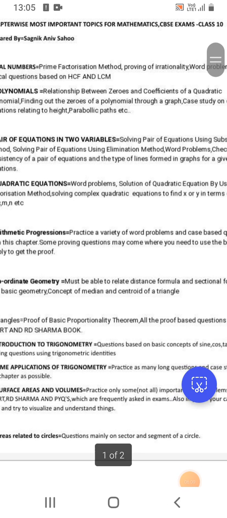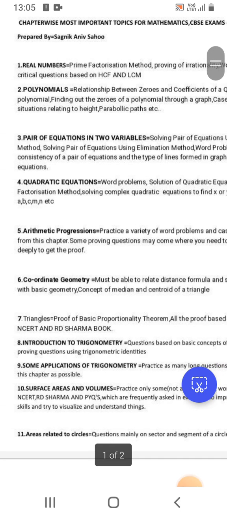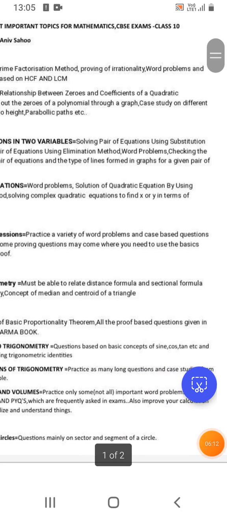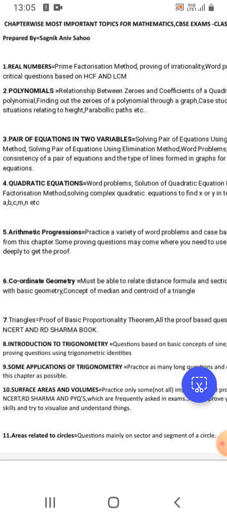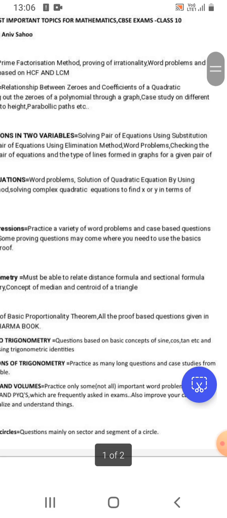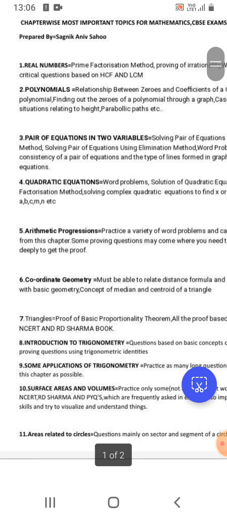Complex equations are also there for finding x and y in terms of a, b, c, m, n, etc. Means the question will involve only variables. If you see reference books, you can get an idea of such types of complex quadratic equations. You need to find x or y in terms of other variables like a, b, c, m, n, etc. Such questions are tricky actually and quite confusing.